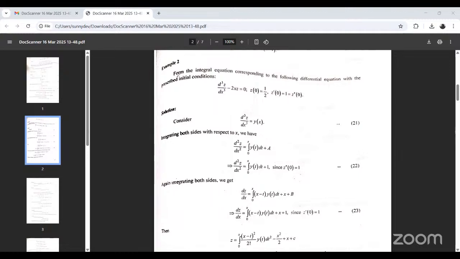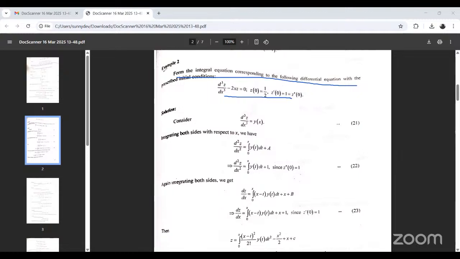Form an integral equation corresponding to the following differential equation with the initial values. d cube z by dx cube minus 2xyz equal to 0, with z of 0 equal to 1 by 2, z dash of 0 equal to 1, and z double dash of 0 also equal to 1.